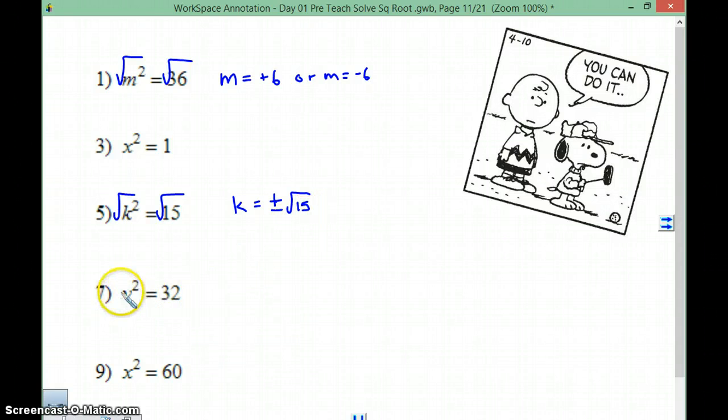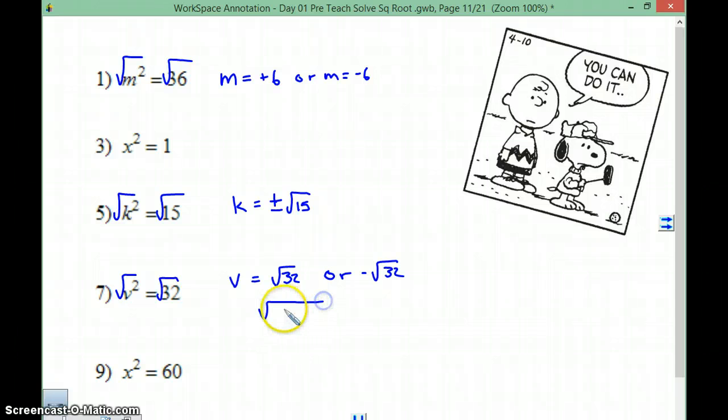Let's try this one. I take the square root of both sides. I have v equals the square root of 32 or negative the square root of 32. Can we simplify this one? Yes. Square root of 32 is the same thing as 2 times 2 times 2 times 2 times 2. We can take that out and that out. So that's 4 root 2. And I can write it as plus or minus.